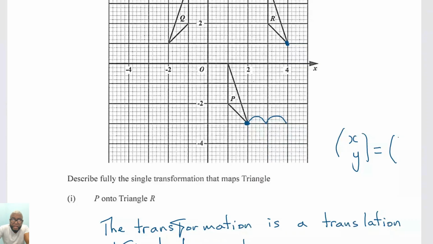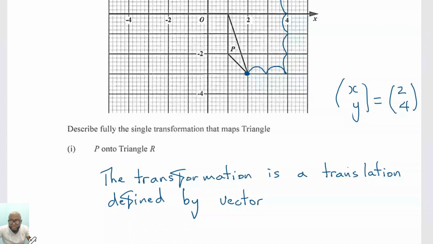Right? Now we need to get up here. Now the y digit will be movement up or down. You can take a guess. Moving up would be positive. Moving down would be negative. So are we moving up or are we moving down? We're moving up. So we're moving 1, 2, 3, 4, 4 spaces up for that point to reach there. So it will be defined by the vector 2 and 4.